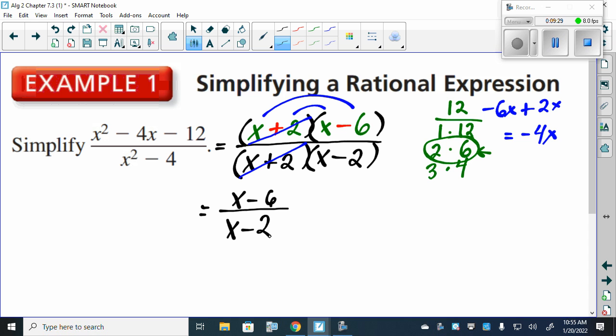Do we have anything else in common on top and bottom? Well, 6 and 2 do have a greatest common factor of 2, yes? But are they by themselves? No. Because really these are locked together. That addition and subtraction locks those two together. So this is as simplified as it gets.